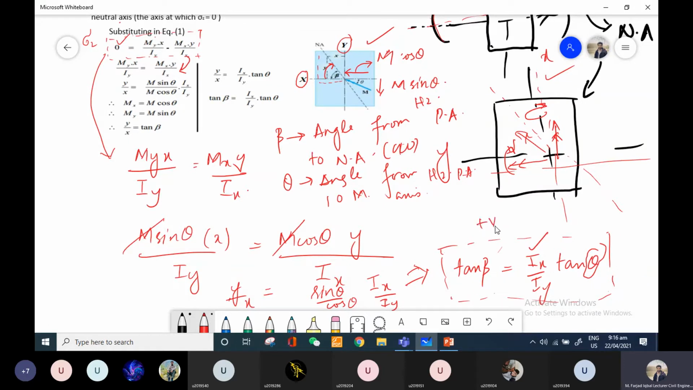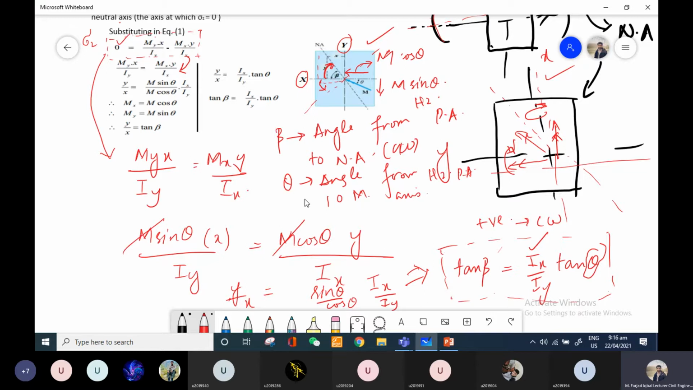Now, if you get a positive answer from this equation, that will mean that this orientation is clockwise with respect to the horizontal principal axis. Over here you can see that we assume the direction as clockwise from the horizontal principal axis. So if it is positive, then the direction will be the same. If you get a negative answer, the direction will be counterclockwise from the horizontal principal axis. So it depends on what answer you are getting. So this is how you find out the inclination of neutral axis.